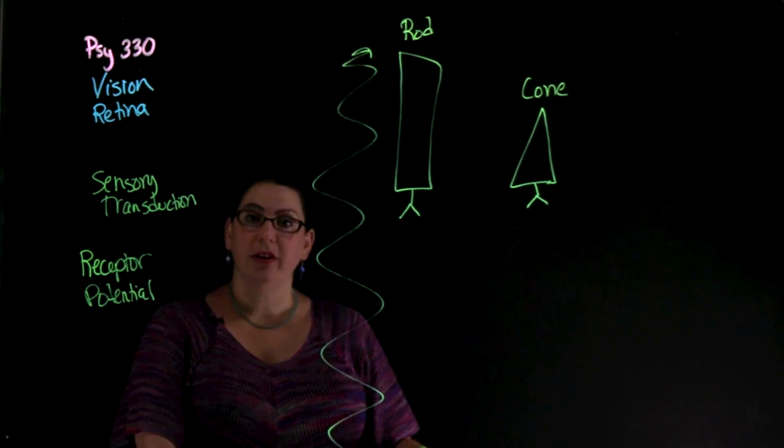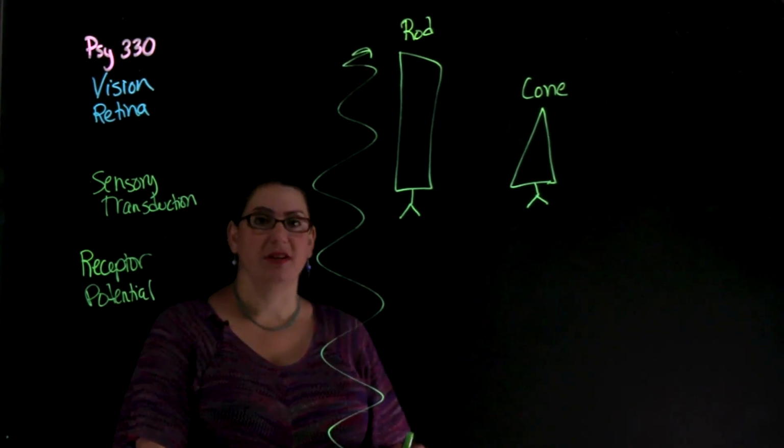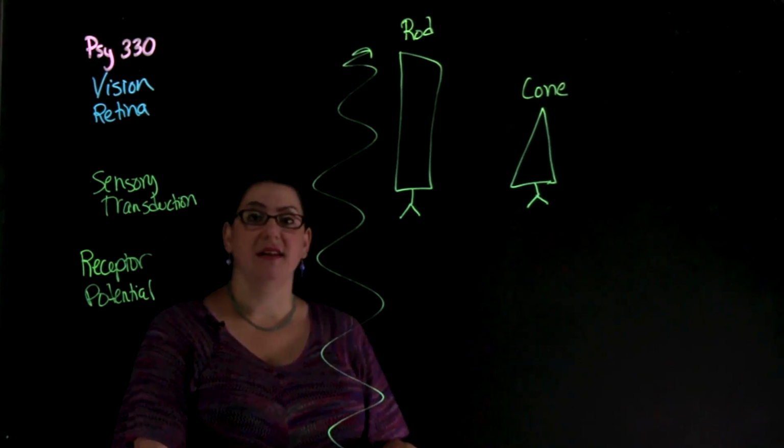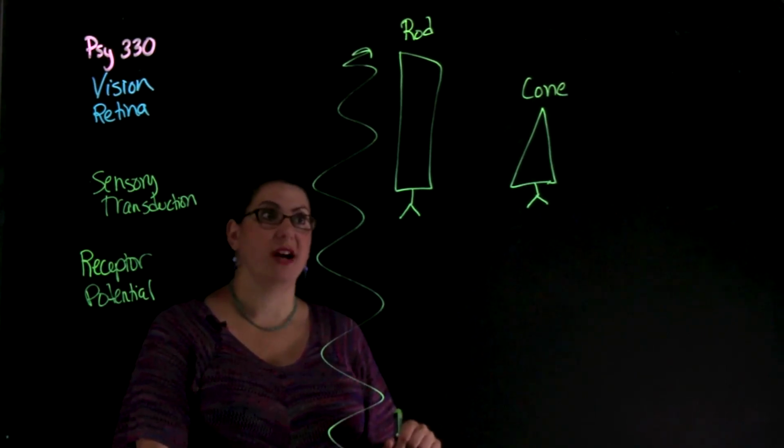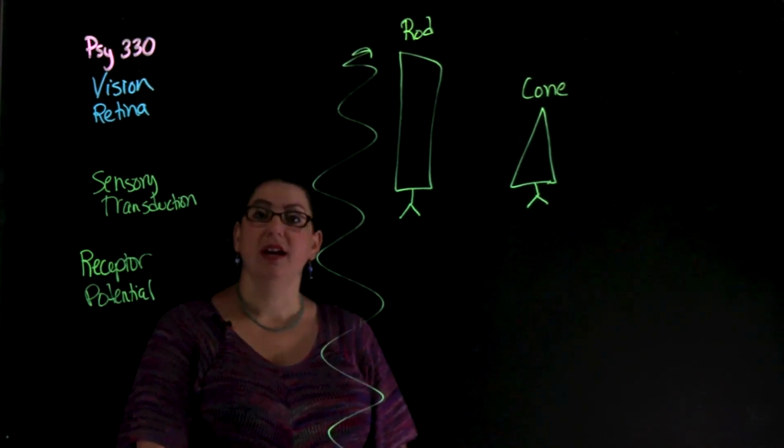It'll be really important for you to be able to differentiate the structure and function of these two photoreceptors, but for now we're going to focus on things that are the same for both rods and cones. The stimulus in the visual system is photons of light.